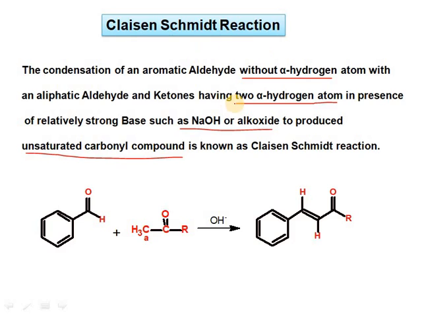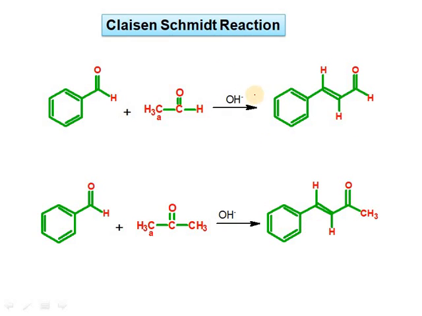So in the Claisen-Schmidt reaction, one molecule has no alpha hydrogens and one molecule has two alpha hydrogens. One molecule does not contain alpha hydrogen atoms. The other has alpha hydrogen atoms, but we require only two for forming the unsaturated carbonyl compound. Now we will see some examples of these condensation reactions. This one is an aldehyde having no alpha hydrogen atoms, and the other has two alpha hydrogen atoms.